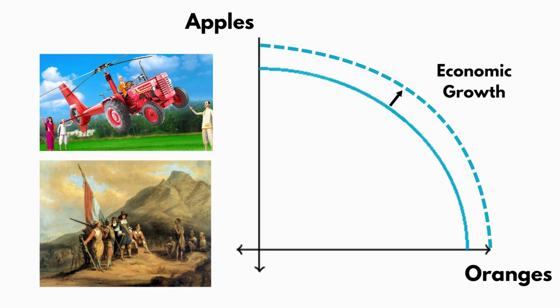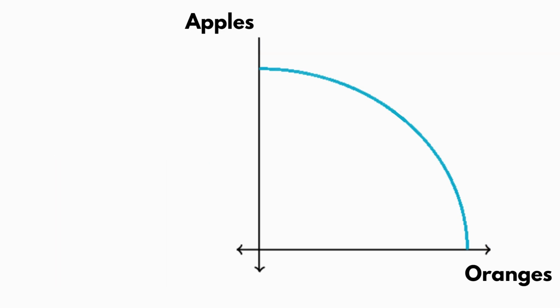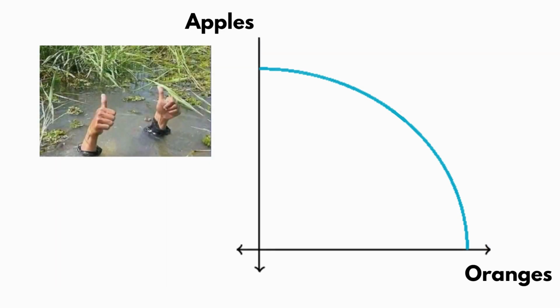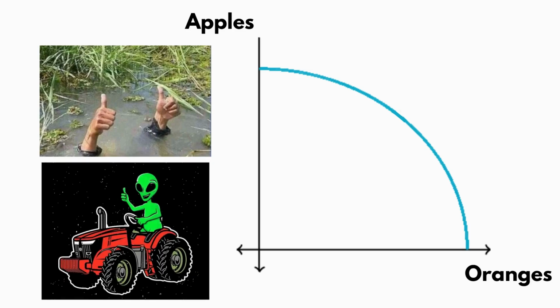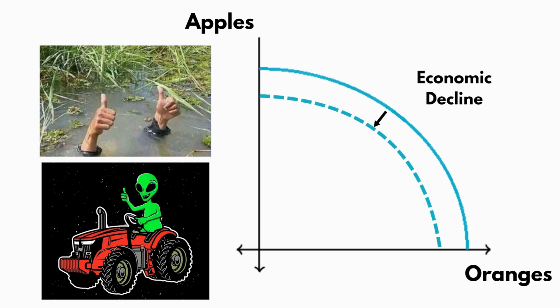On the other hand, if instead the country is struck by biblical floods that destroy most of its arable farmland, or if one day aliens decide to pull a prank on them and steal all their tractors, then the economy wouldn't be able to produce as many apples and oranges. This is demonstrated by the PPC moving inwards, which represents an economic decline.